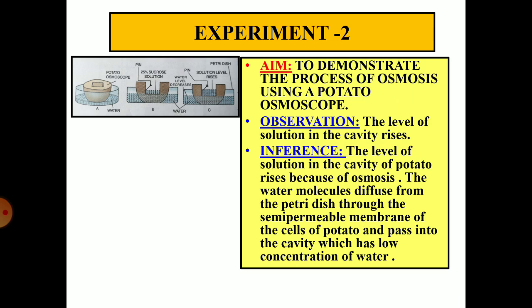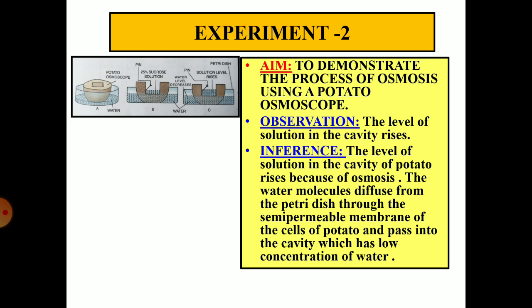Now let us study this with the help of a potato osmoscope. Take a potato and peel the skin. Then scoop off the inner portion as shown in the figure. Place a concentrated solution of sugar, say 25% sucrose solution, inside the cavity of the potato and place the potato in a petri dish containing pure water. Leave this arrangement for some time. What will you observe? The level of solution in the cavity rises. We can see it in the figure.